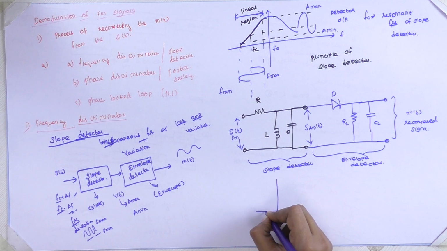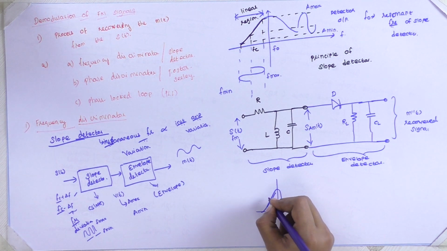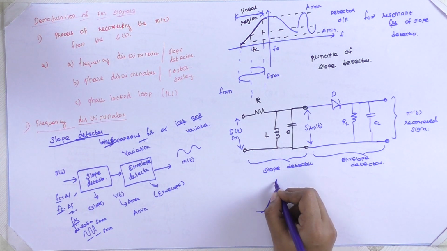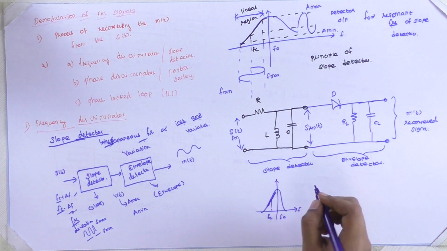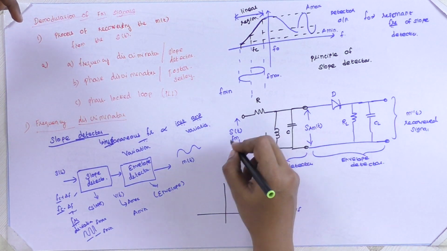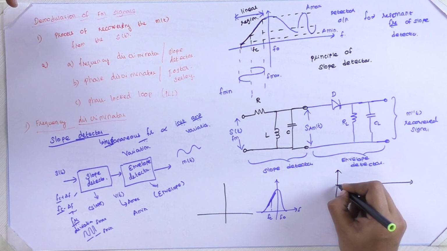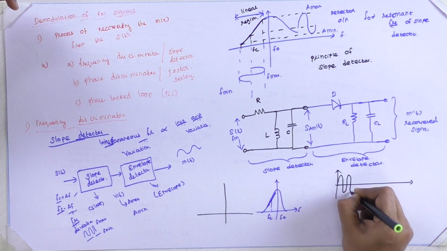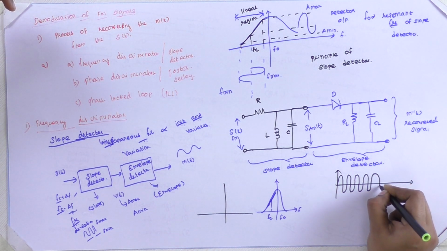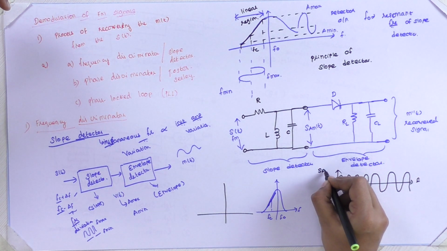It has a linear region only around the F0. So this is our F0, this is our linear region. The center frequency is referred to as FC. So this is our frequency response of the slope detector. We are going to pass the frequency modulated wave. Here we will use this space for this diagram. So consider this as our frequency modulated wave. This is our F and this is our SFM of T.